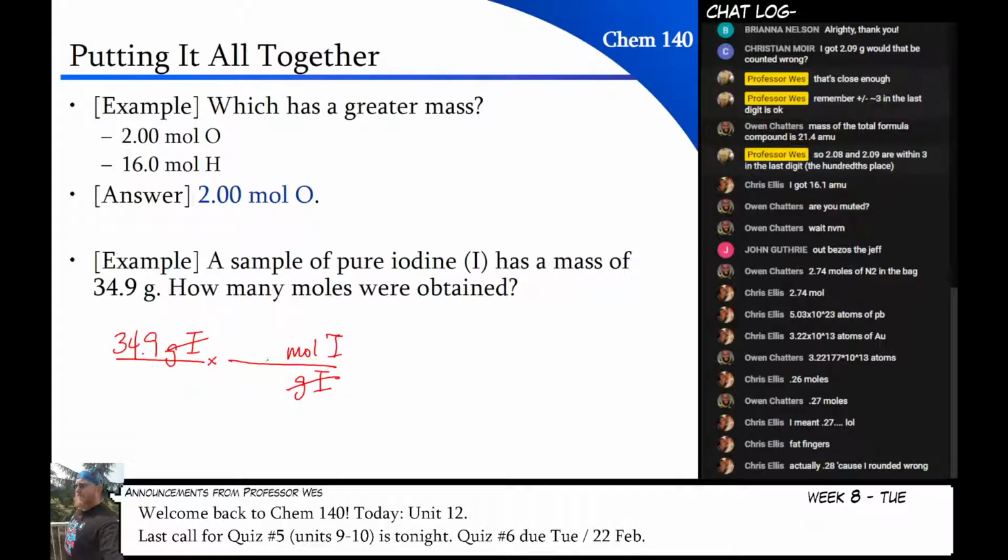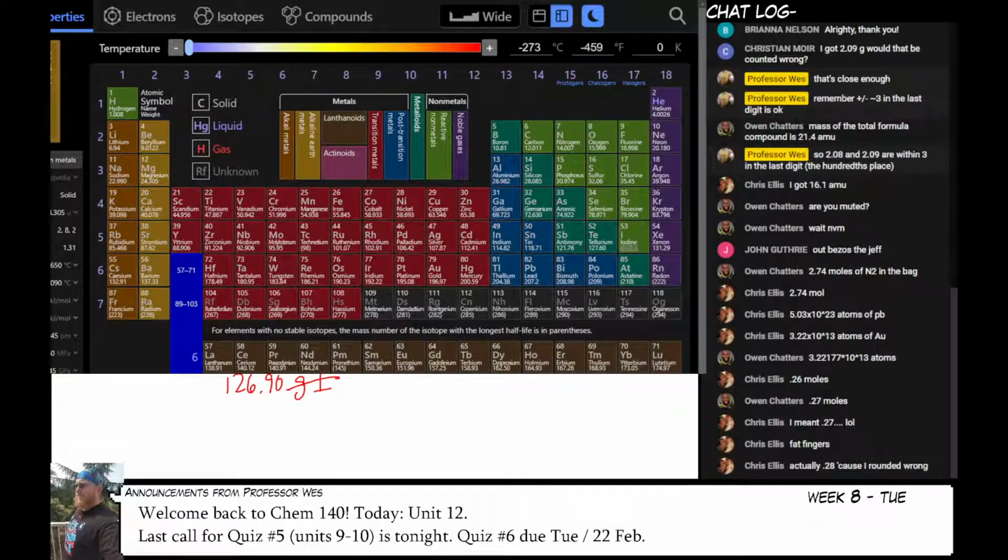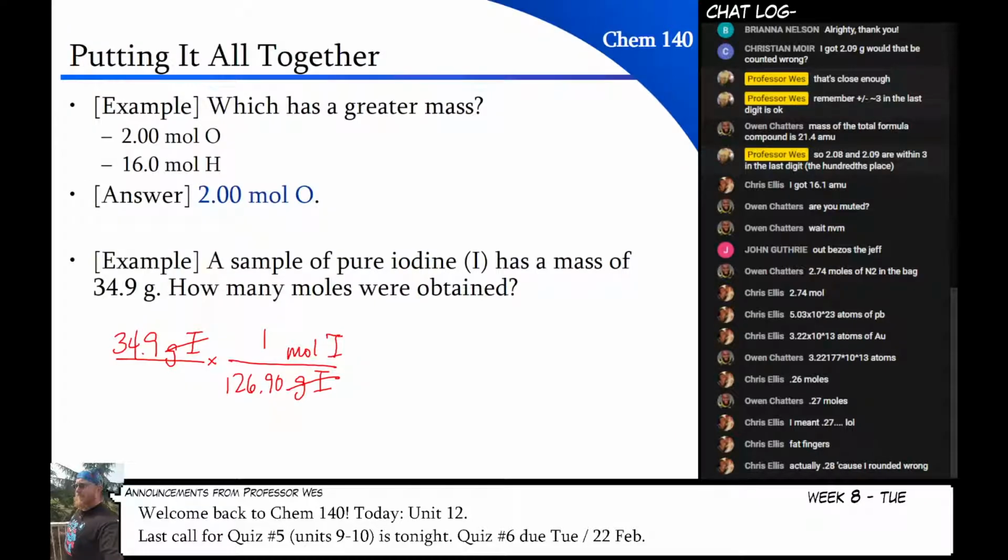I know that in 1 mole there are 126.90 grams of iodine, because that's what the periodic table told us, right? Again, here it is. And then I can punch that into the calculator. What do I get? 0.275 moles of iodine.